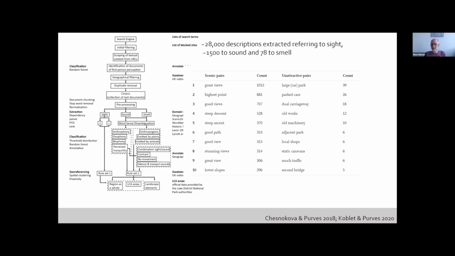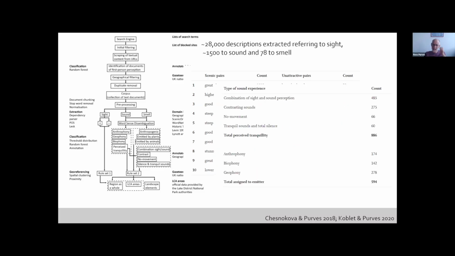But what we're particularly interested in here is this idea of tranquility. And actually, when we analyzed these data, what we found was quite often that people talked about tranquility in different ways. So they talk about, for instance, tranquil sounds. So a tranquil sound might be hearing birdsong or hearing a river. They talk about total silence, but they also talk about a lack of movement or sounds that contrast with one another, or they talk about combining what they can see with what they can hear.